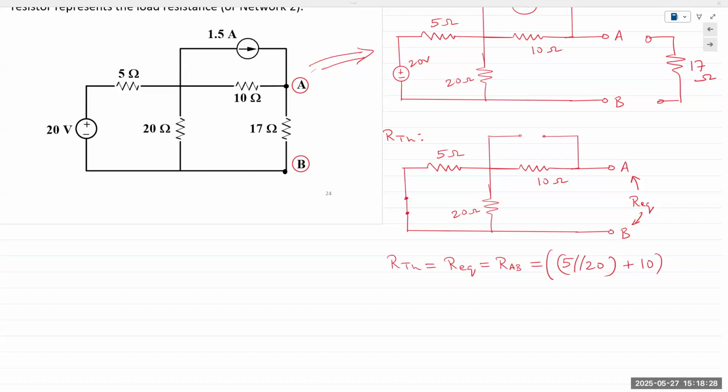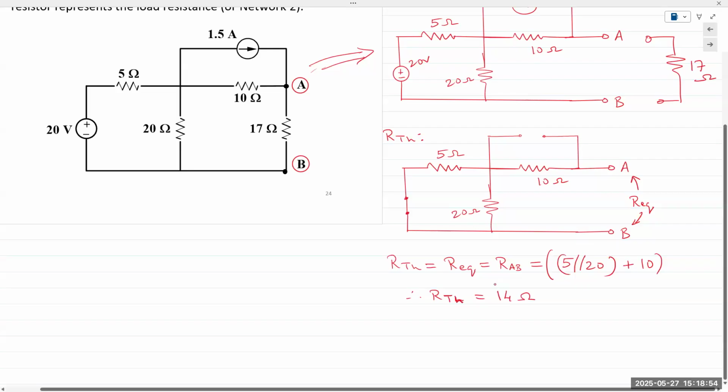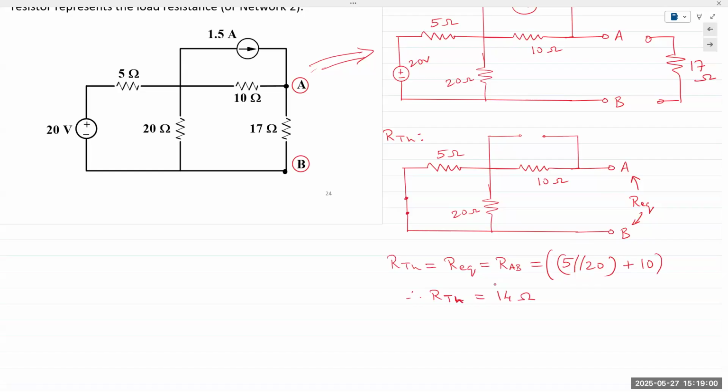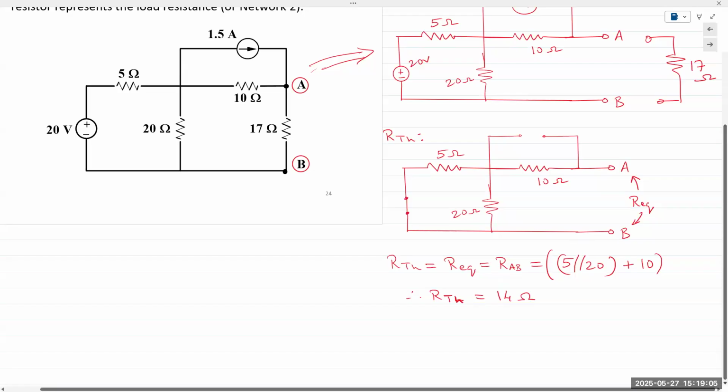Answers? 14, 14, 14. All right, so my RTH is 14 ohms. By the way, if you recall, if you have 2 resistors in parallel, then it's the product of the 2 divided by the sum of the 2. So 5 times 20 is 100 divided by 25. 4 plus 10, 14. All right, so RTH is 14 ohms.